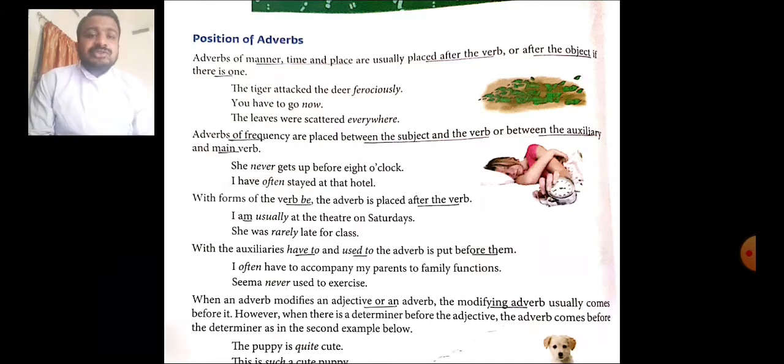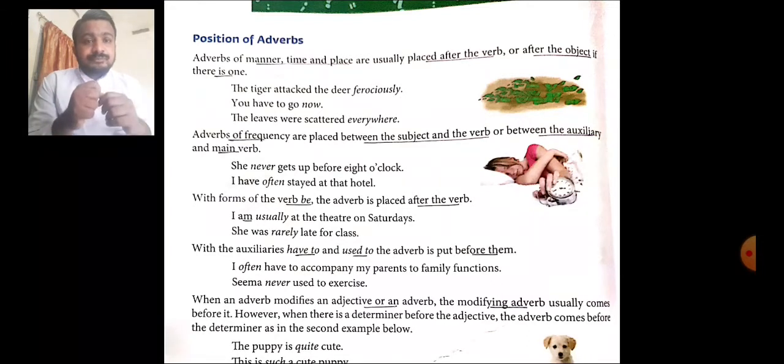And adverbs of frequency are placed between the subject and the verb or between the auxiliary and the main verb. You have the example, she never gets up before 8 o'clock. Adverb of frequency, never, is kept between the subject and the verb. Or, I have often stayed at that hotel. That is between the auxiliary verb and the main verb.